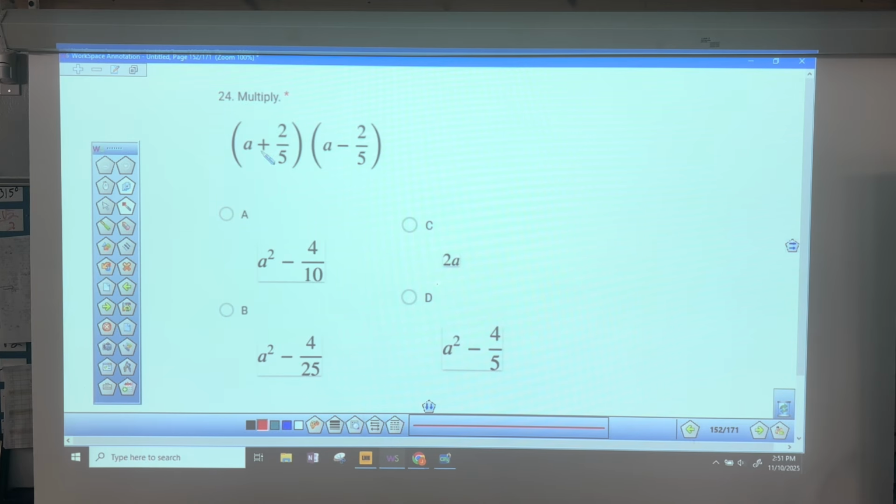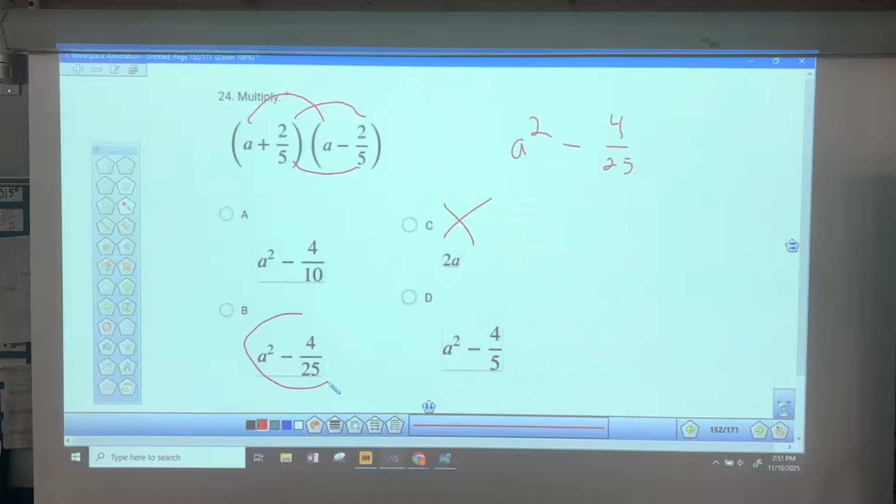So since these signs alternate, there's not going to be a middle term. So a times a is going to give us a squared. 2 times 2 is 4. 5 times 5 is 25. And they're conjugates, which means the middle is going to cancel. So it would be a squared minus 4 over 25.